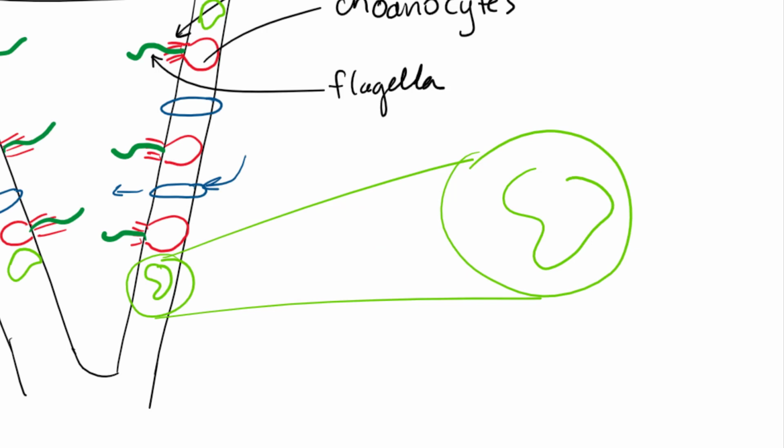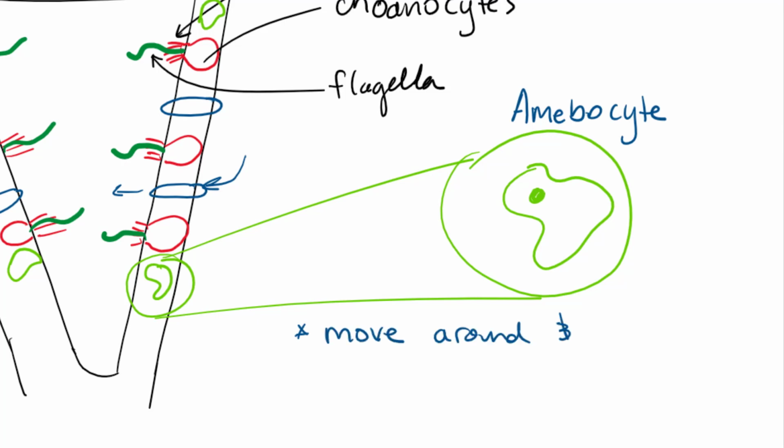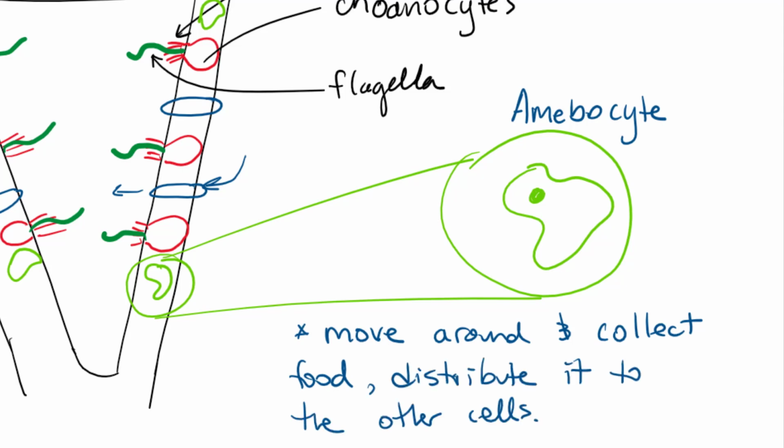So let's just zoom in on this bad boy. And we've got an amoebocyte, and we've got their nucleus, all right? And what the amoebocyte does is they move around and collect food. They collect it from the choanocytes' collars, and then they distribute it to the other cells. Now, when we looked at protists, there was a protist called an amoeba, and this is where we get the name from. It's like this blob, and it kind of cruises around, just blobbing around. So we've got how it feeds.